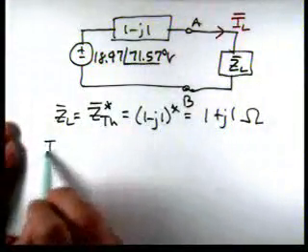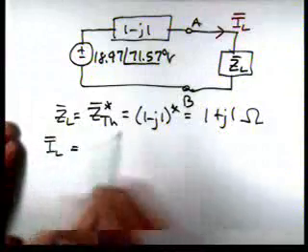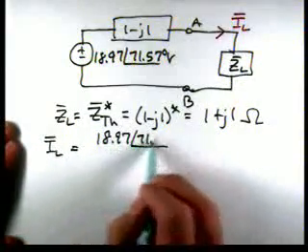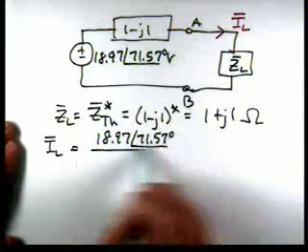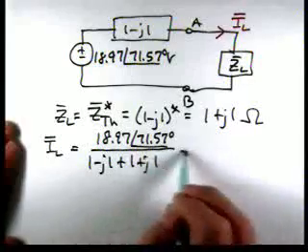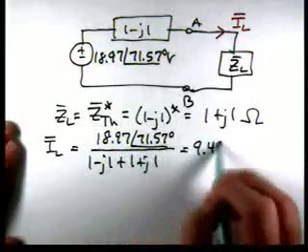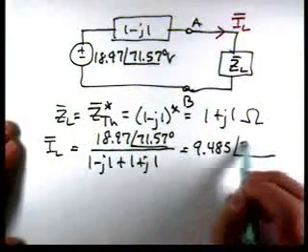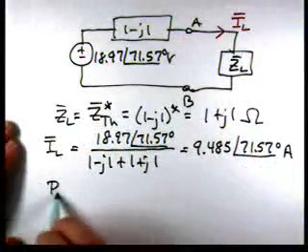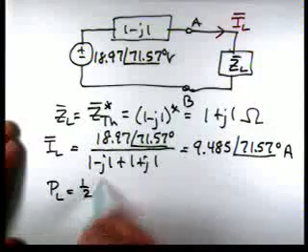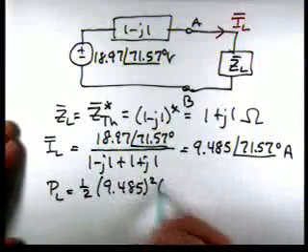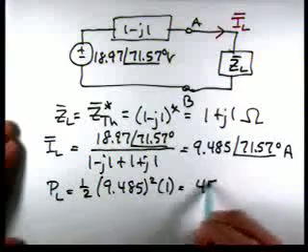So IL is 18.97 at an angle of 71.57 divided by 1 minus J1 plus 1 plus J1, which is 9.485 at an angle of 71.57. So the load power then is 1/2 times 9.485 squared times 1, which is 45 watts.